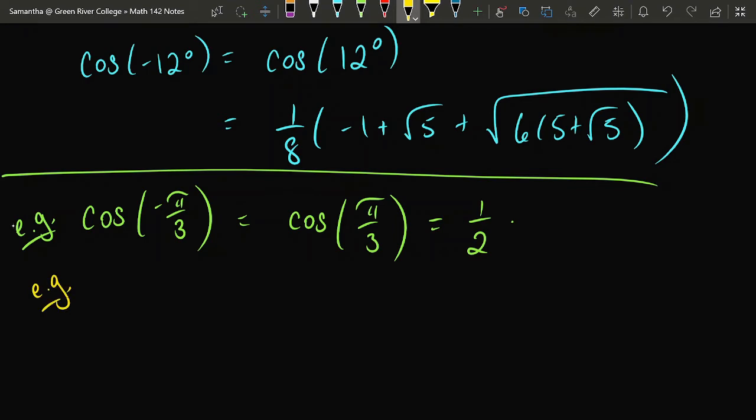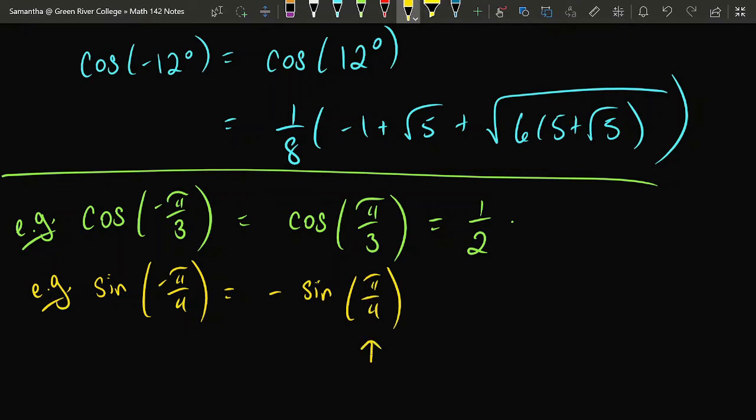Another example to show it is if you wanted sine of negative pi over 4, then that's just the same thing as negative sine of pi over 4. And this angle here actually does show up in our reference image. Sine of pi over 4 is equal to root 2 over 2, and if I make that negative, then I have the value of sine of negative pi over 4. So that can save you some time.